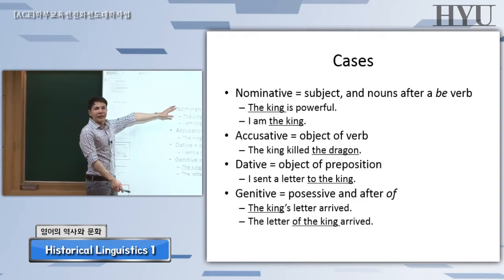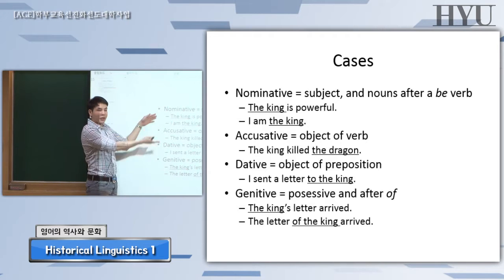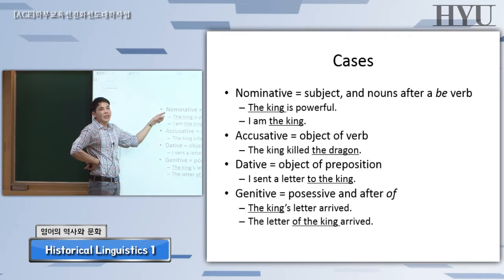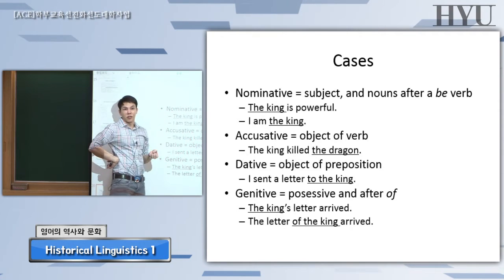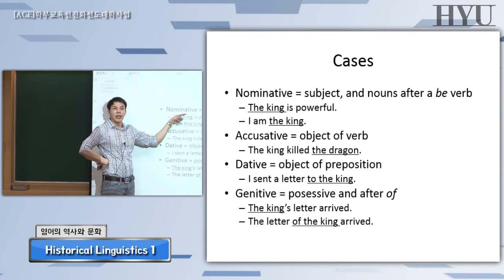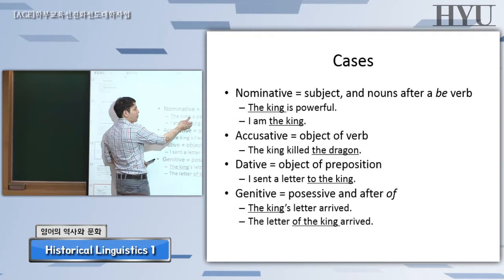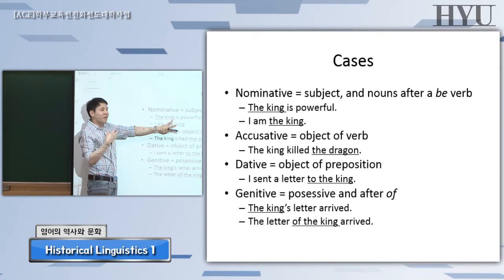So we look at cases. This is the last thing that we'll talk about today. We talked about this in passing. Nominative case is the case of the subject and all nouns and adjectives after the be verb, like the king is powerful. This has to be in a nominative case. So in Old English, you will have a suffix here. But in modern English, if it's just a noun, we mark it with a 0.